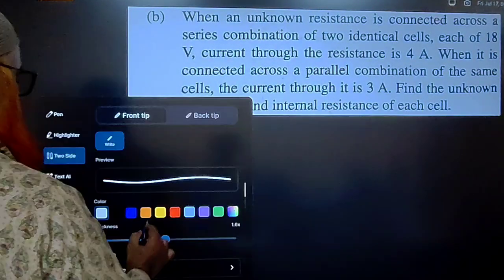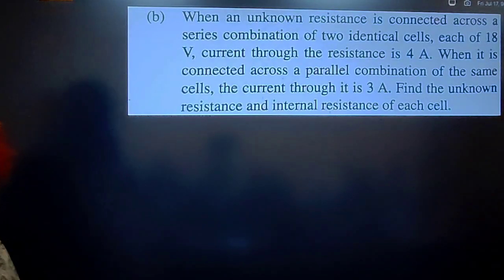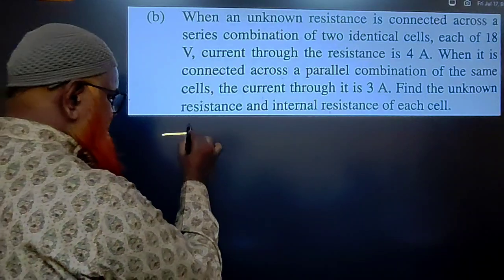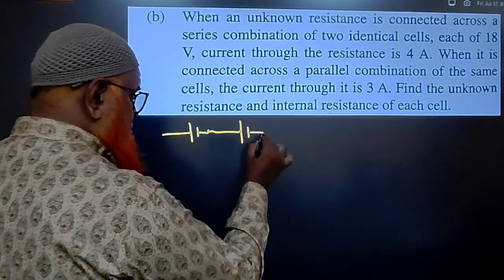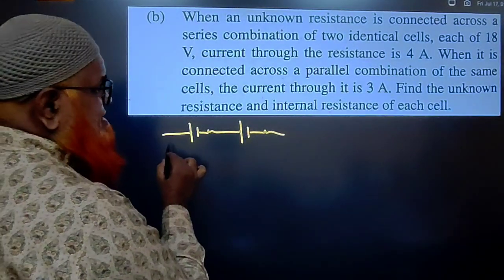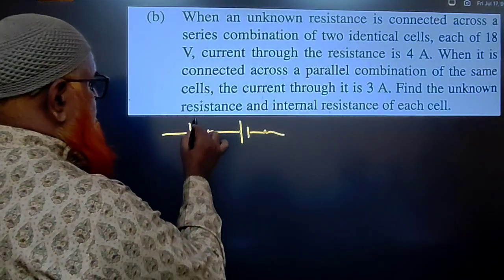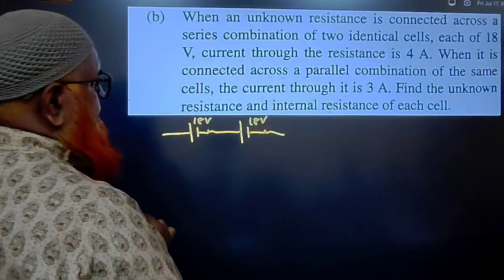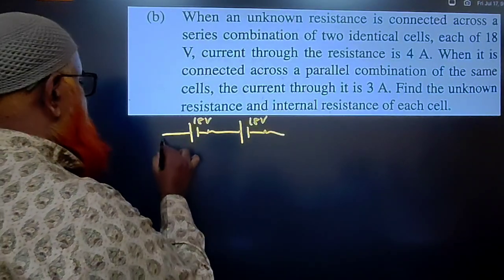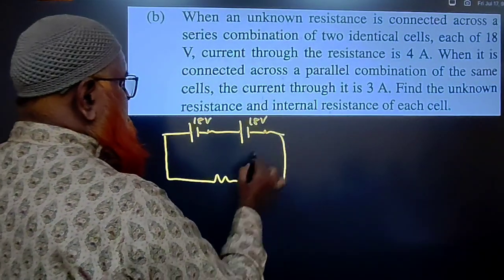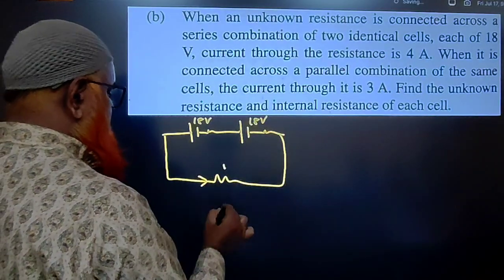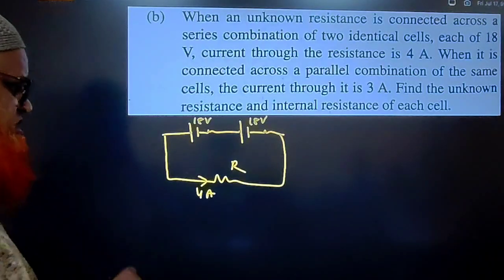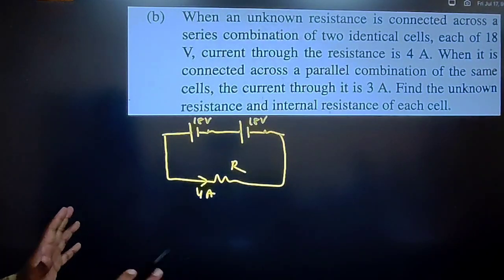See, this is a question. When an unknown resistance is connected across the series combination of two identical cells, each of 18 volts, this is also 18, this is also 18 volts, and current through the resistance is 4 amperes. Current through the resistance means this is the resistance, capital R, and current passing through this is 4 amperes. I hope you understood now.